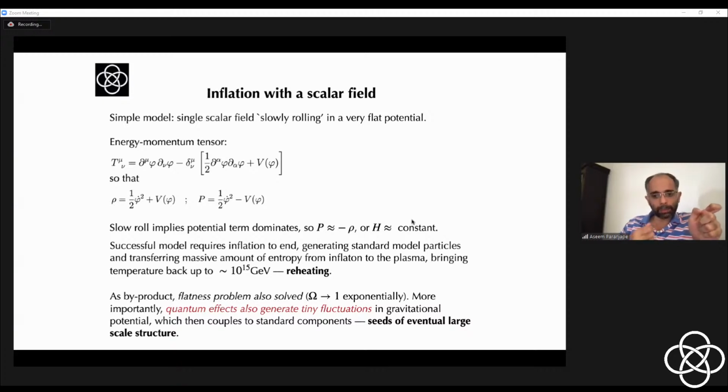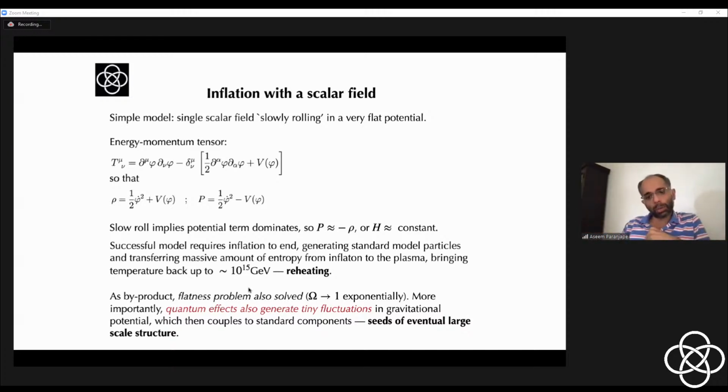And this is extremely useful for cosmology because inflation therefore not only solves the horizon problem for which it was invented and the flatness problem which comes out as a byproduct. As another interesting byproduct, it creates these tiny fluctuations in the initial density field of the universe. So these tiny fluctuations in the inflaton field couple to the gravitational potential of the universe, and therefore they become tiny fluctuations in the gravitational potential.